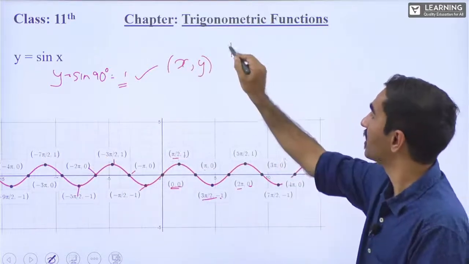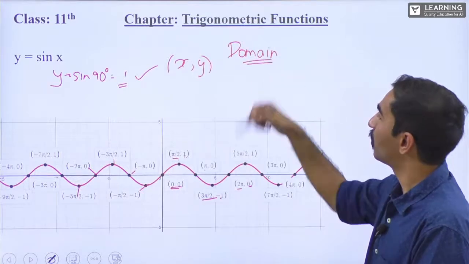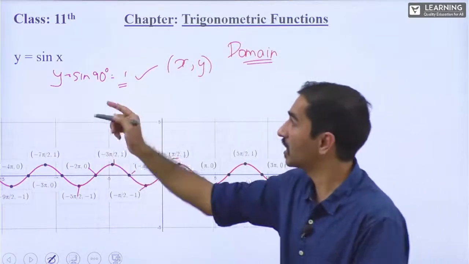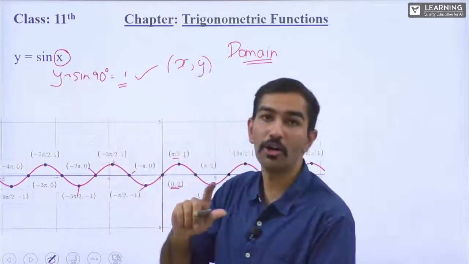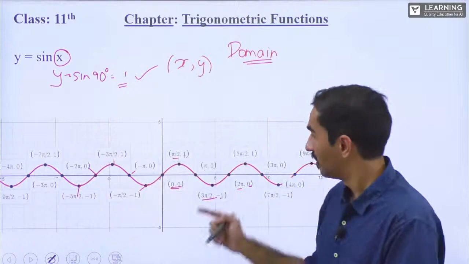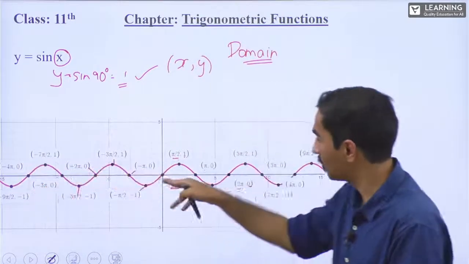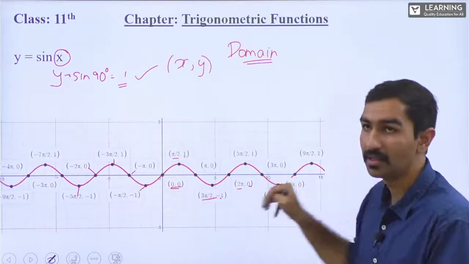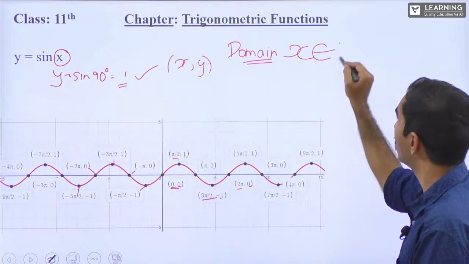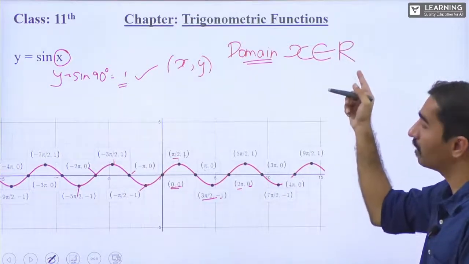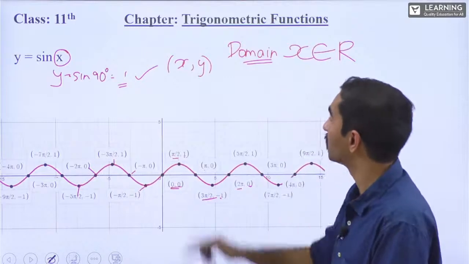So what will we be writing as domain now? Domain is nothing but input values. Y is equal to sine x, right? Whatever values you input here are called the domain. How long is it going? It is going infinitely on that side, x values. Here also it's going on infinitely on x values, right? So what will be our domain? Domain is nothing but x belongs to R, which is the set of real numbers. Understand?